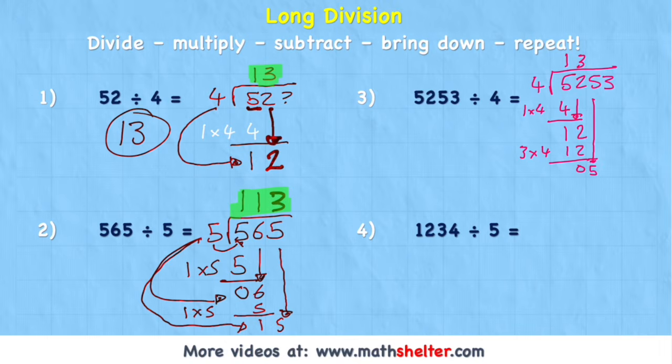Divide. How many 4s are there in 5? Well, there's 1. And let's see if there's anything left over. 1 times 4 is 4. So yes, when I subtract, there's 1 left over. When I bring my 3 down, I'm left with 13. How many 4s in 13?